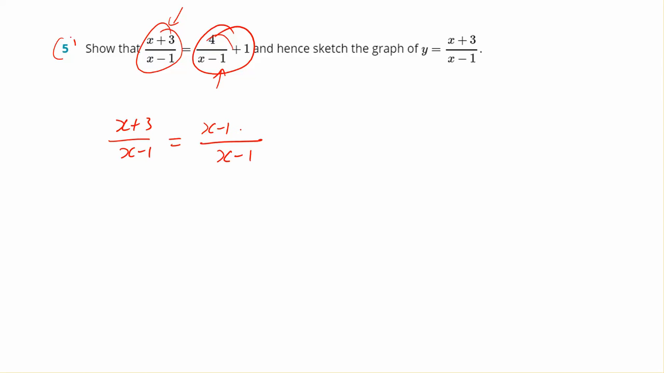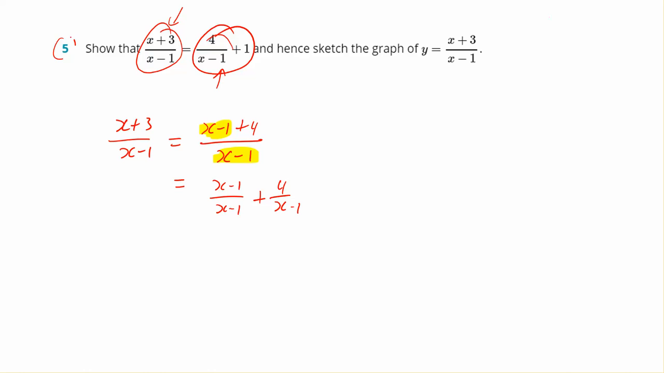How do I go back to x plus 3? Well, I obviously need to add another 4 there, because minus 1 plus 4 gives you a plus 3. Now, why did I do that? Because these are the same, correct? The reason why I wanted them to be the same is because I can separate this into two fractions now. I can go (x minus 1) on (x minus 1) plus 4 on (x minus 1).